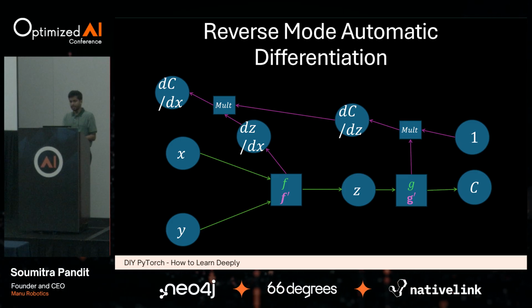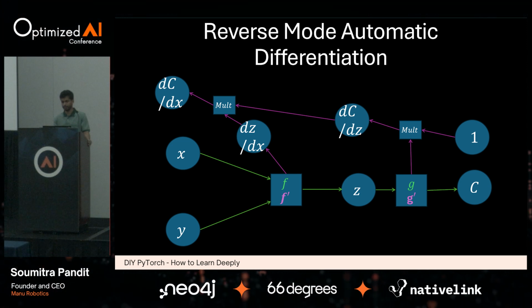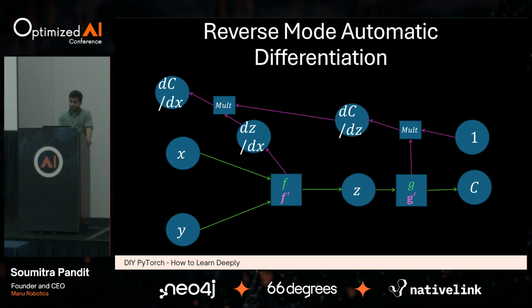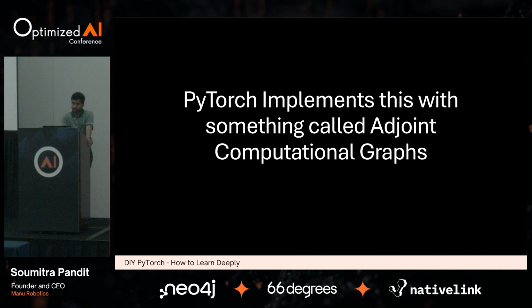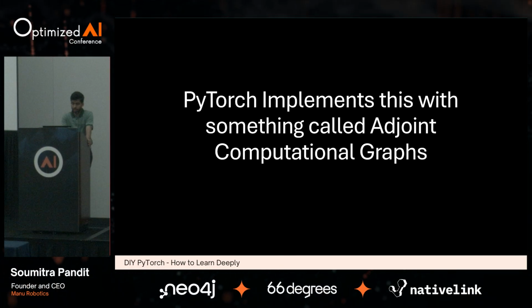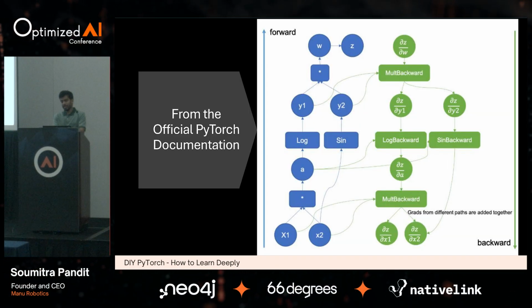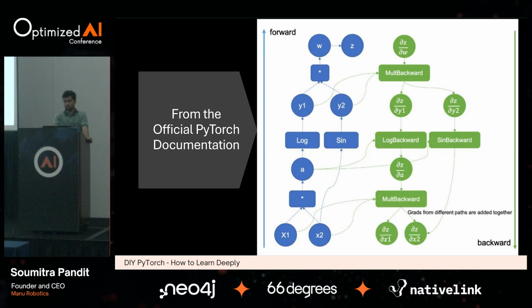But now you might be wondering, hey, I thought this talk was about PyTorch, and you haven't mentioned PyTorch once in the 15 minutes you have been on stage. What is happening? Well, PyTorch implements its functions with something called adjoint computational graphs. And from the official PyTorch documentation, you can kind of see that we have visited this before. We saw a similar structure.